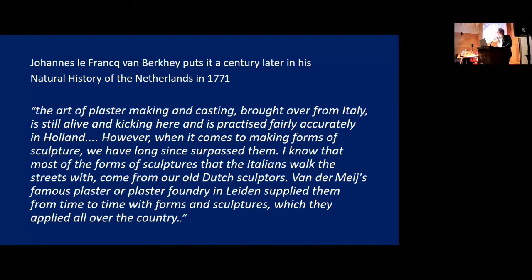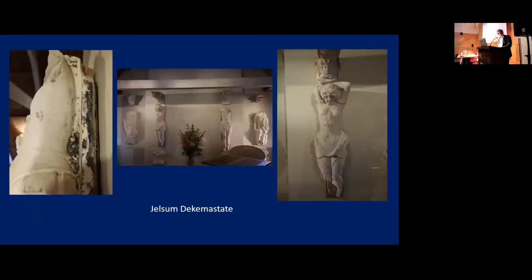Van der Meij, a famous plaster foundry in Leiden, supplied them from time to time with forms and sculptures that they applied all over the country. Van der Meij started his business in the midst of the 17th century, and the son ended the business in the first quarter of the 18th century. So there must have been a period in Holland when lots of cast architectural ornaments were used in interiors to enrich the interior.